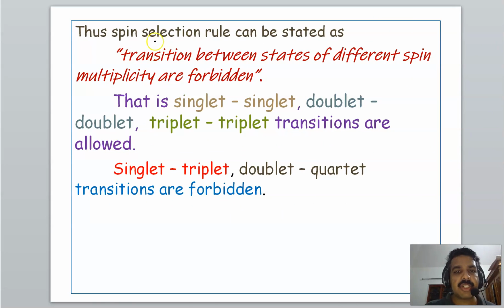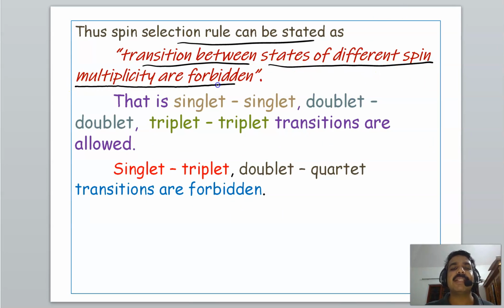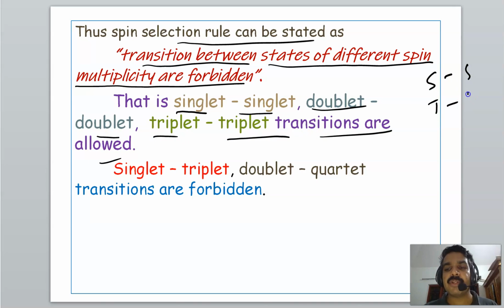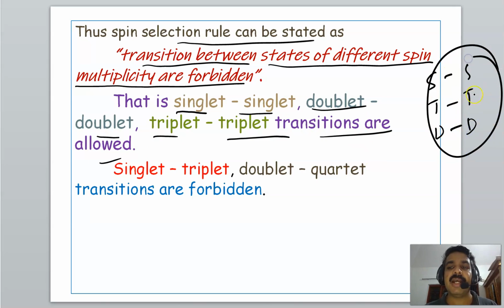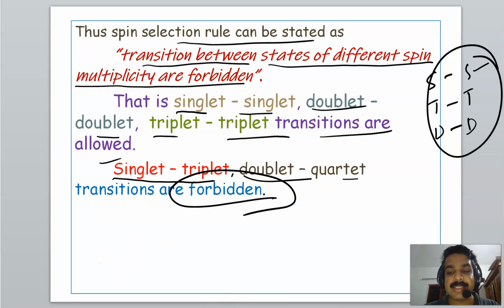So the spin selection rule can be stated like this: transitions between states of different spin multiplicity are forbidden. Only those transitions having the same spin multiplicity are allowed. That is, singlet to singlet, doublet to doublet, and triplet to triplet transitions are allowed. But transitions like singlet to triplet or doublet to quartet, where there is a change in spin multiplicity, are forbidden. That is the spin selection rule.